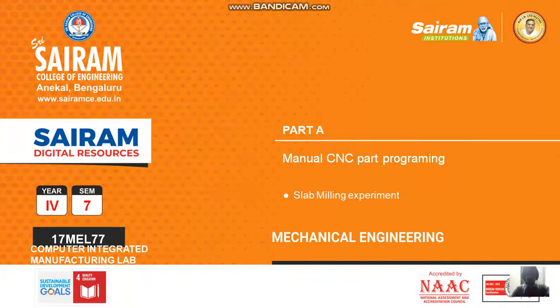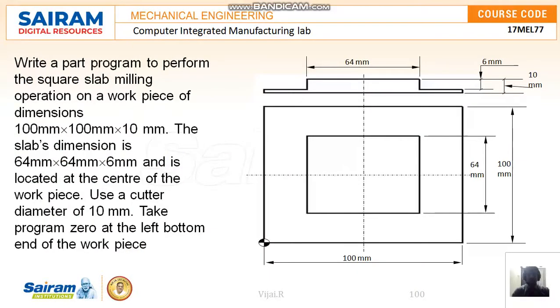In this video, we are going to see about the slab milling experiment. Slab milling experiment in a manual CNC part program, how we are going to write it. This is the component that is given. Raw material size of 100 with the thickness of 10 mm is given. We are going to make a slab. This is what we are going to perform here.